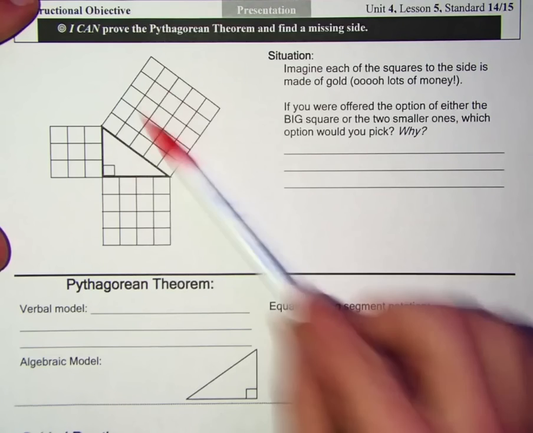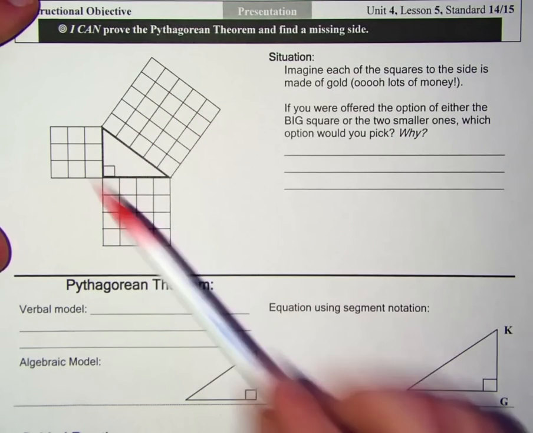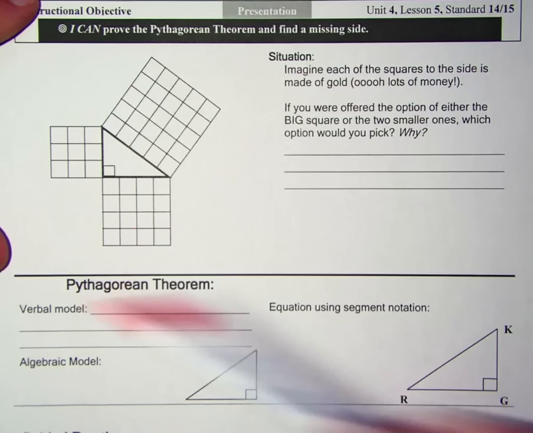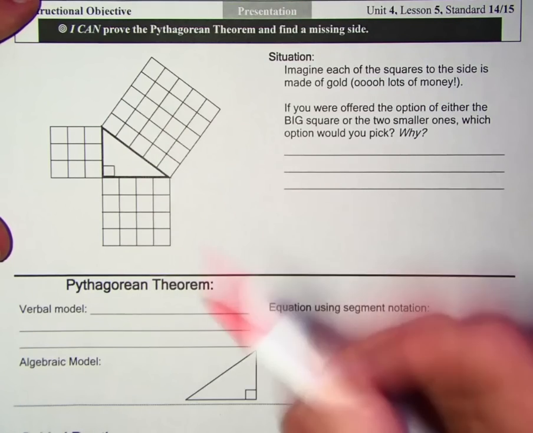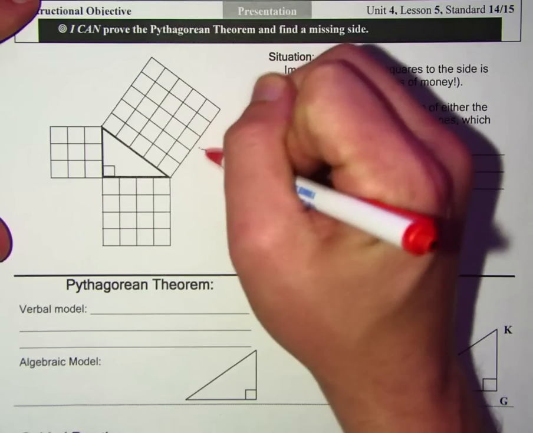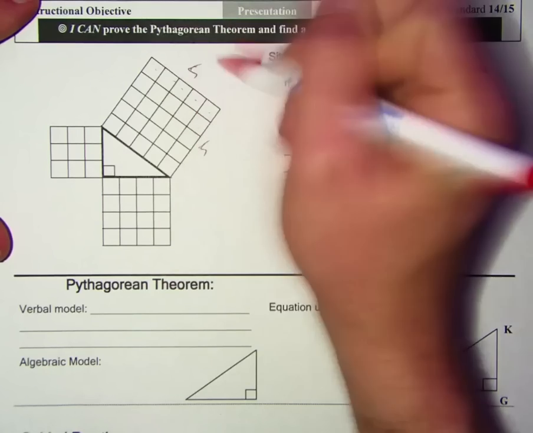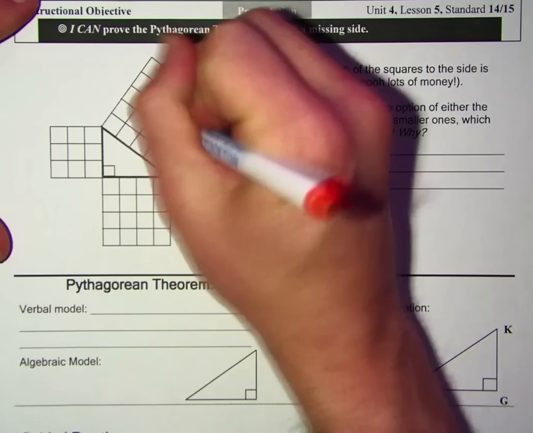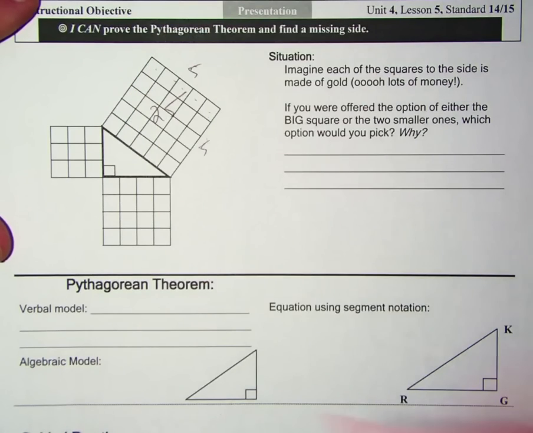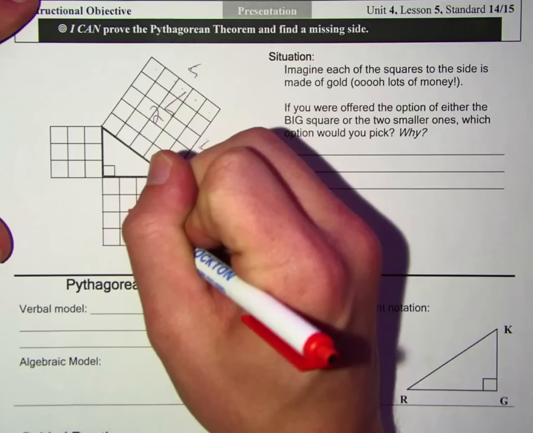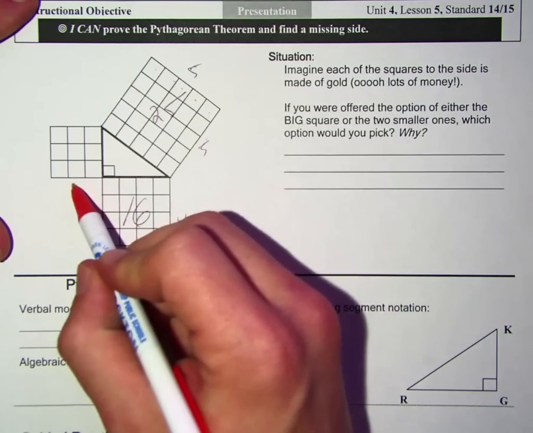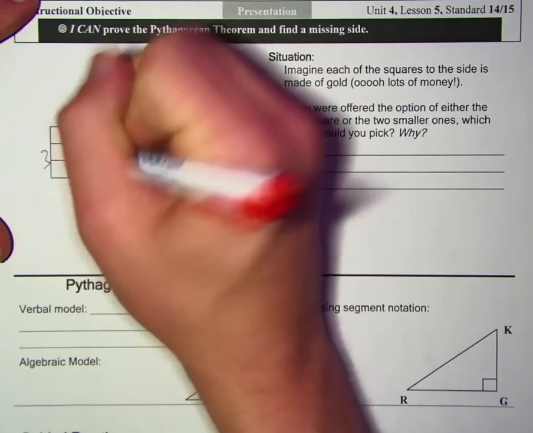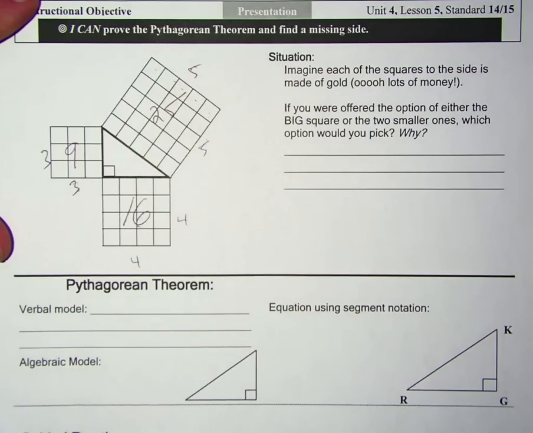If you were offered this big square here, or these two smaller squares together, which one would you pick and why? Well, I know what I would do. I'd first take a look and see how much gold I have in each one. This is 5 by 5 because it's a square, and 5 times 5 is 25. This is 4 by 4, and if you multiply that, you get 16 square units of gold. This is 3 by 3, making 9 square units of gold.